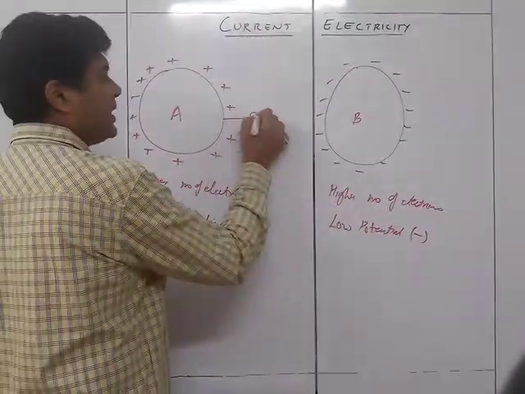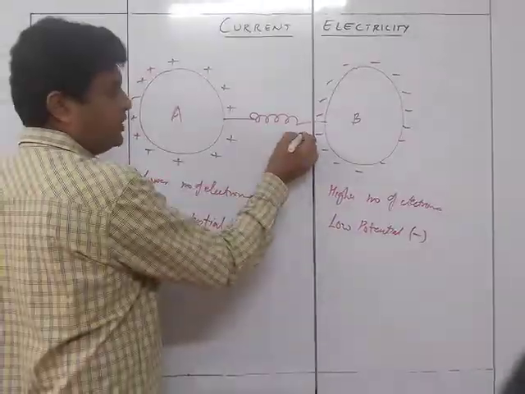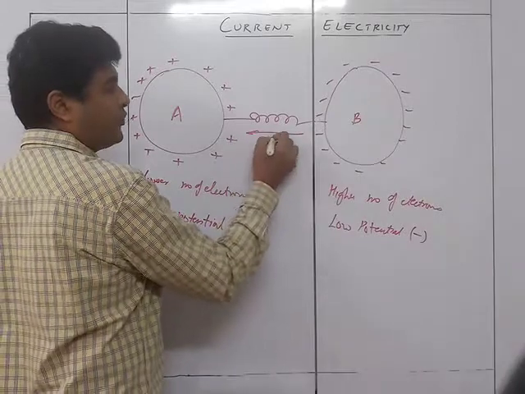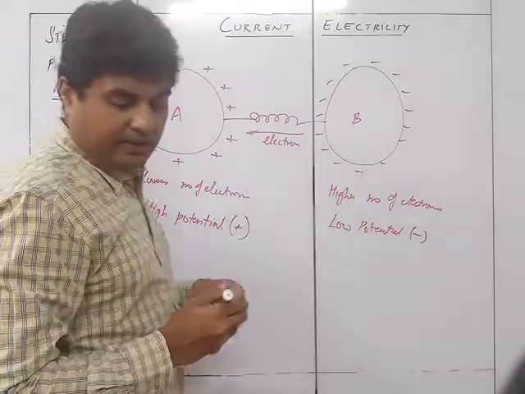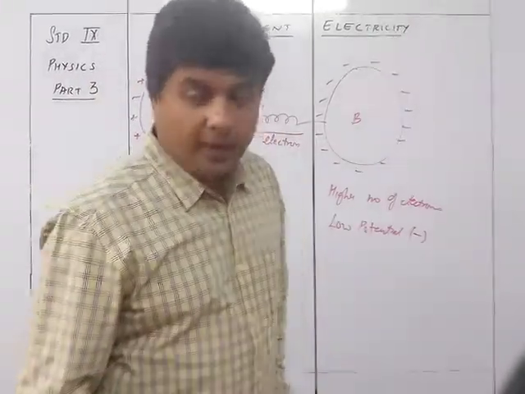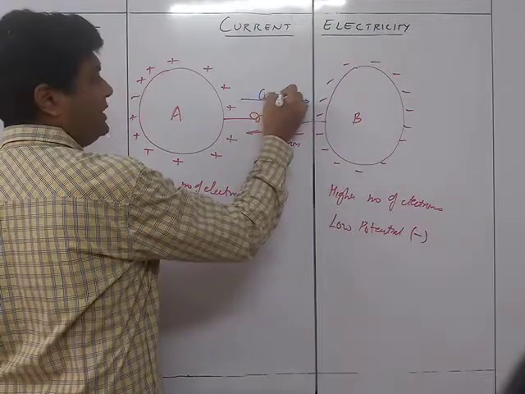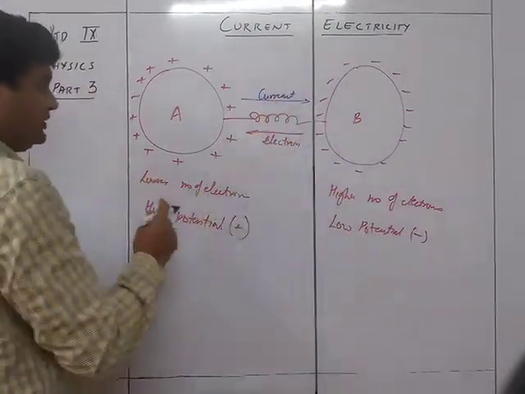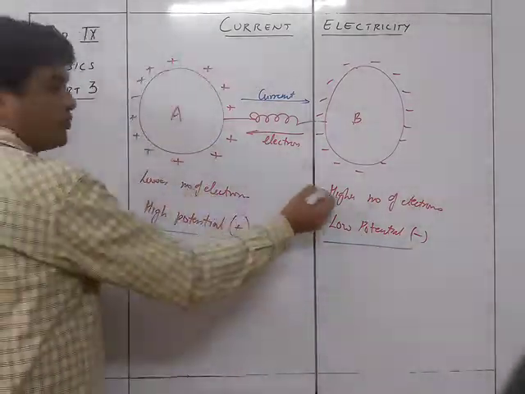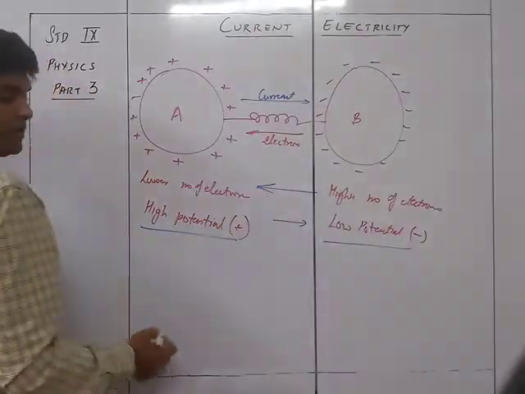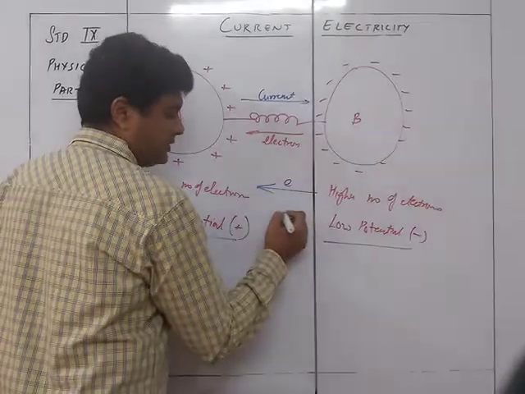So when these two are connected together by a wire, you will find that the electrons will move. These electrons are going to move from B to A. Okay, electrons are going to move from B to A, but the current is going to move from A to B. This is the current. So current is going to move from A to B because current moves from higher potential to lower potential, whereas electrons move from a higher number of electrons to a lower number of electrons. So these are the electrons and this is the current, I.